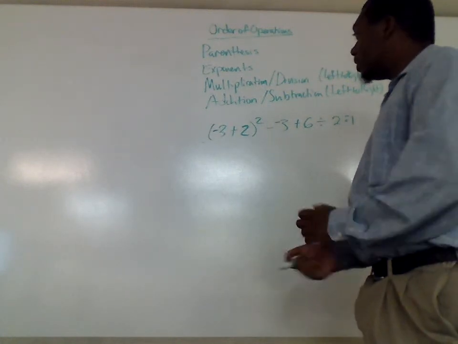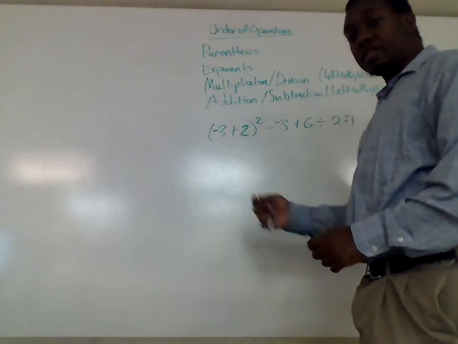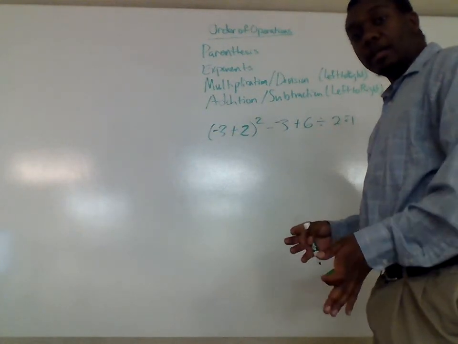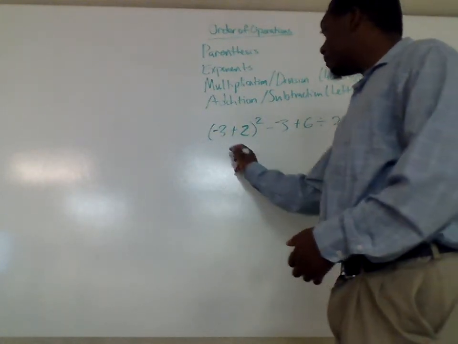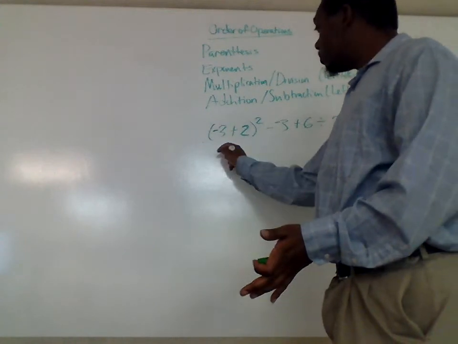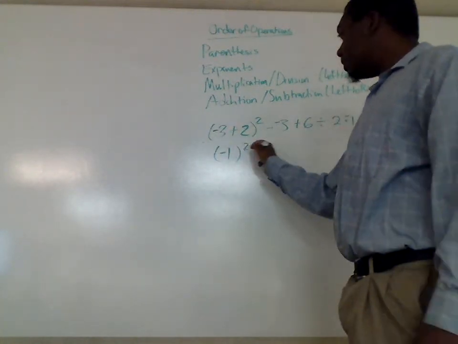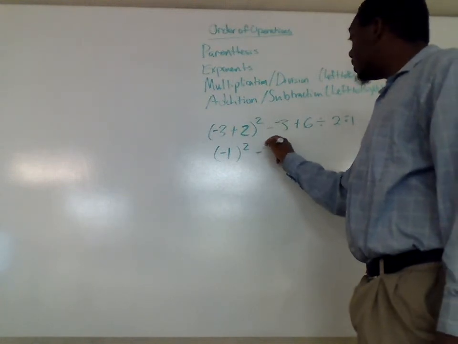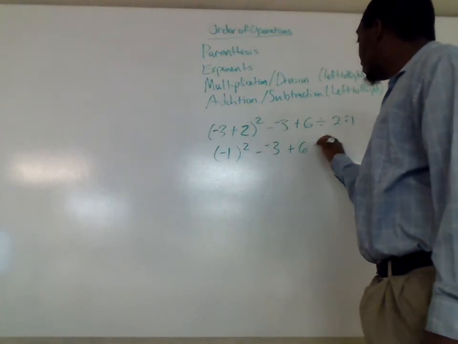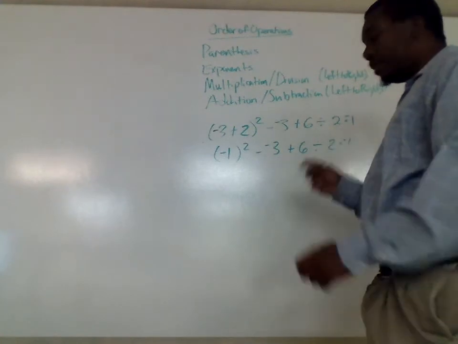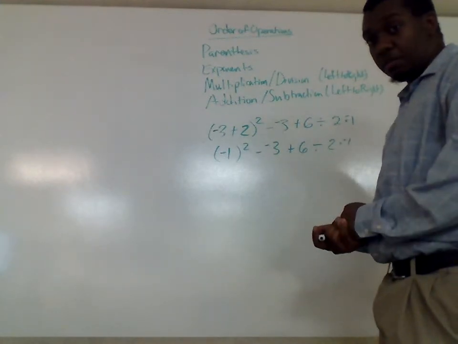Well, we said earlier that we're adding two different signs here. What you do is subtract the numbers. So 3 minus 2 is 1. And you take the sign of the larger one, which would be negative, because 3 is larger than 2. It was negative. So negative 1 squared minus negative 3 plus 6 divided by 2 times negative 1. Okay, so we do parentheses first.